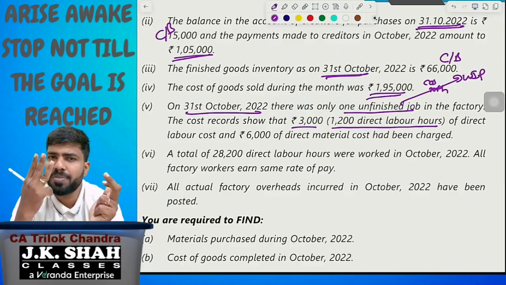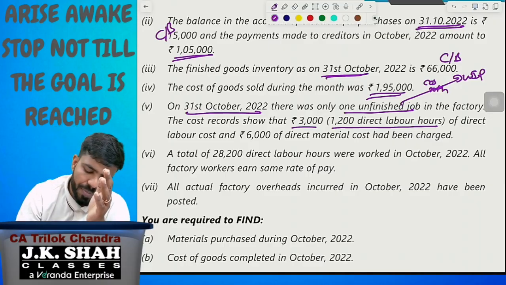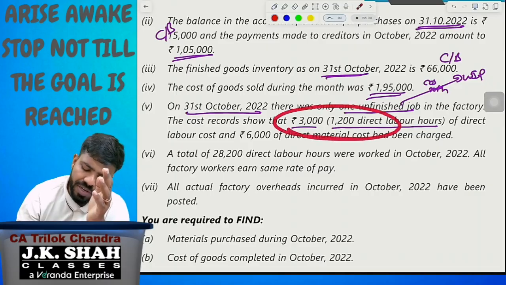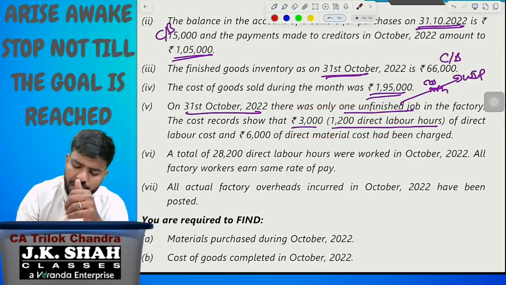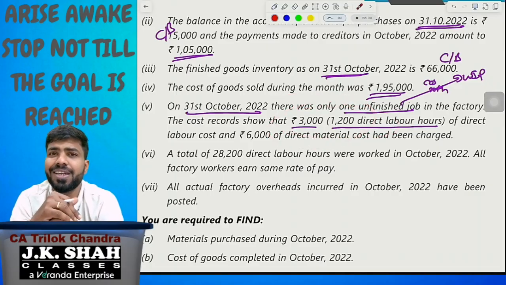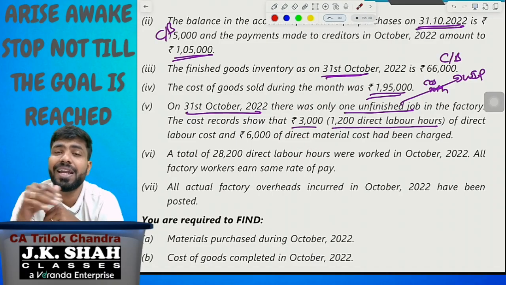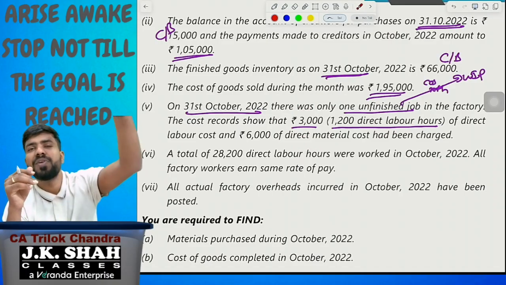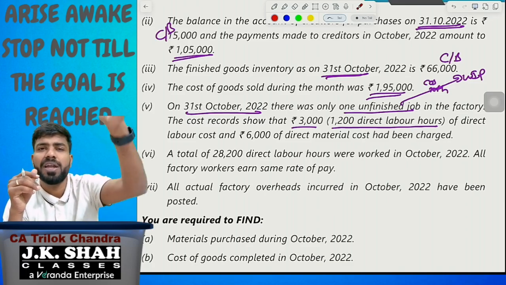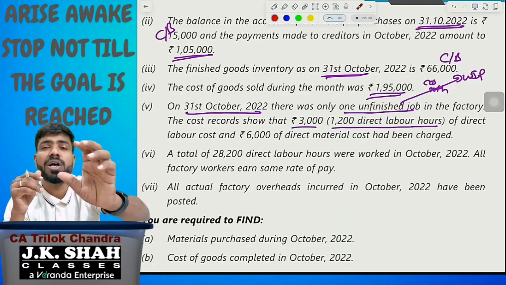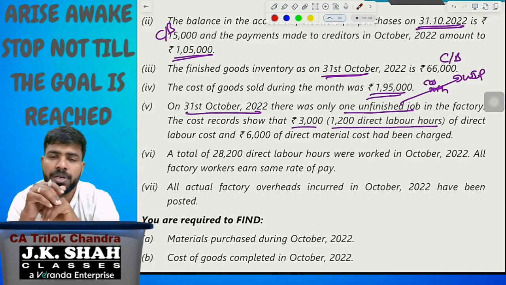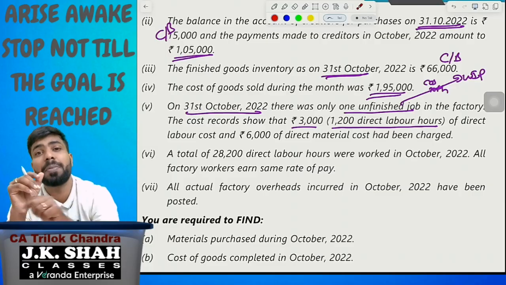The 3,000 rupees has been accounted for how many hours? 1,200 hours. This information is giving an indication to calculate the labor hour rate. So point number 1 we already calculated. Please understand, in point number 1 what we calculated is overhead cost per labor hour. Here what I am discussing is labor cost per labor hour.